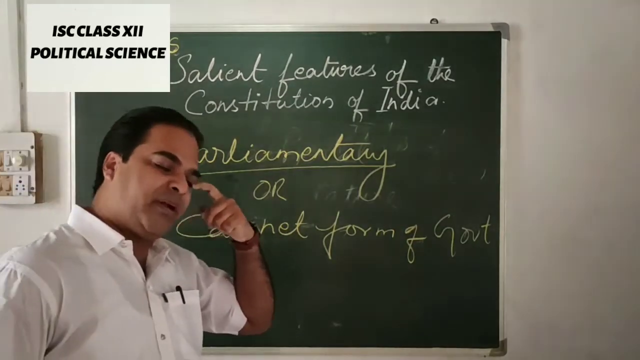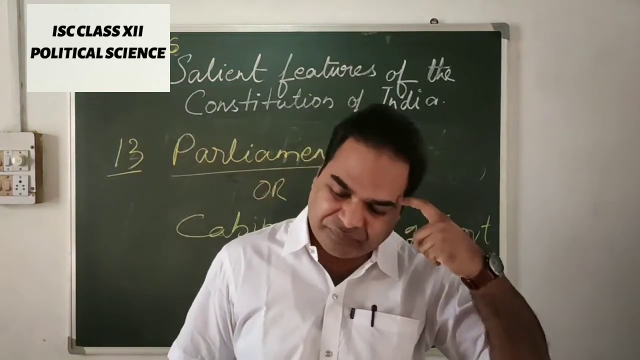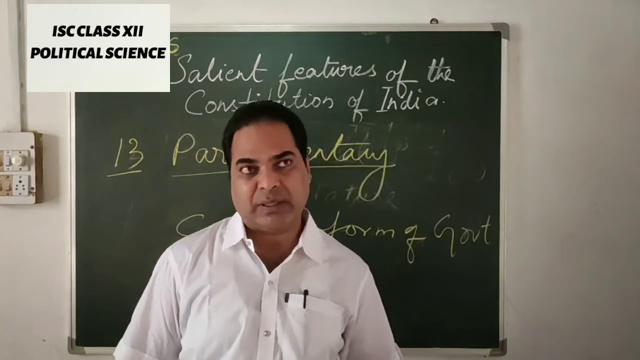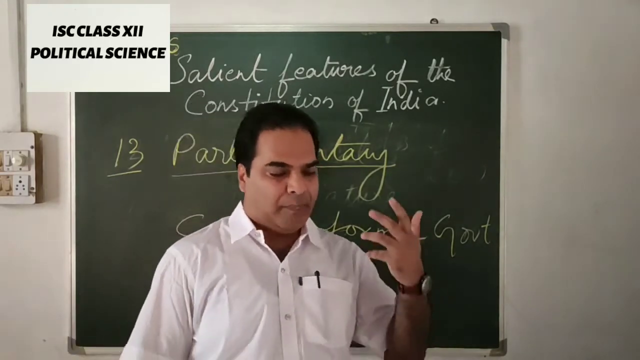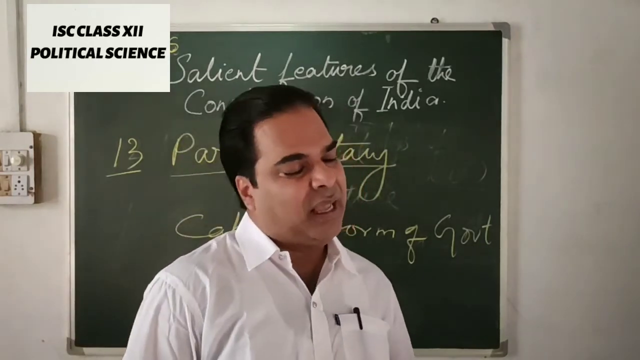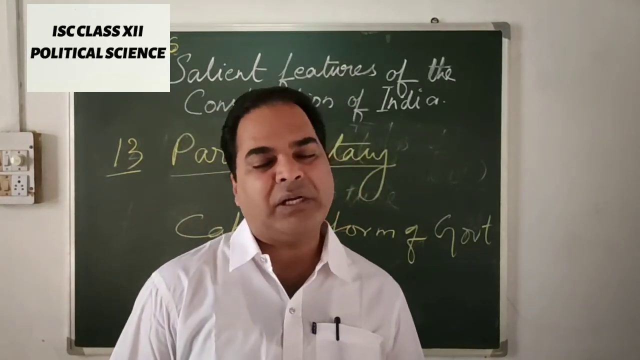So in a parliamentary form of government, we have Lok Sabha, Rajya Sabha, the President as the 3 constituents of the Parliament, and Prime Minister and the Council of Ministers. They are the real head of our country, and the President is the nominal head of our country.